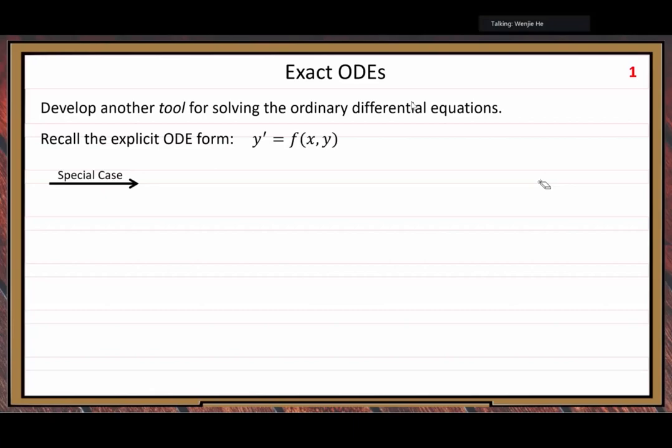What kind of special structure? y prime equals a fraction. So the f function has this fraction form. Numerator, capital M, a two-variable function. Denominator, capital N, a two-variable function. So we consider ODEs with this special form. Why do we consider this special form?